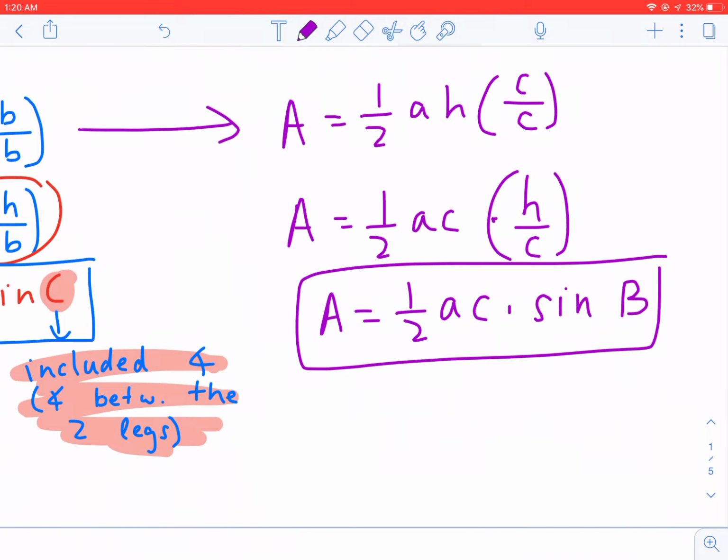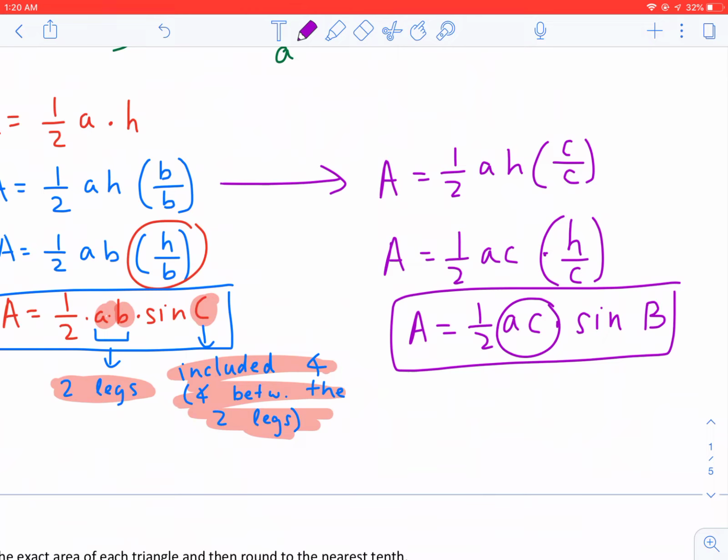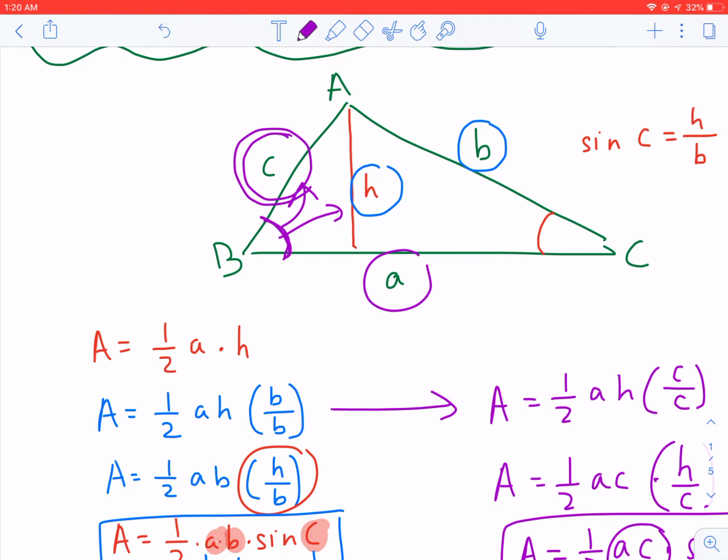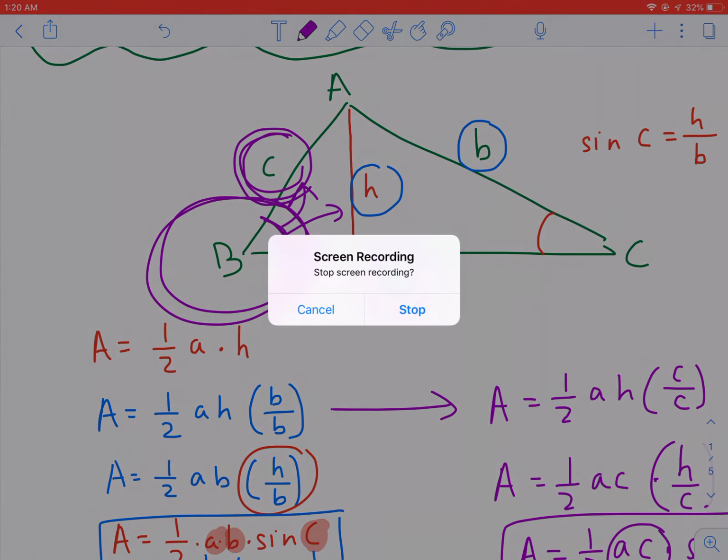And again, what's important is if we look at these two legs, A and C, angle B is the included angle there, the angle in between those two legs.